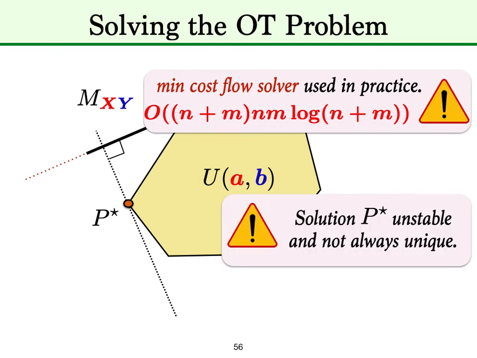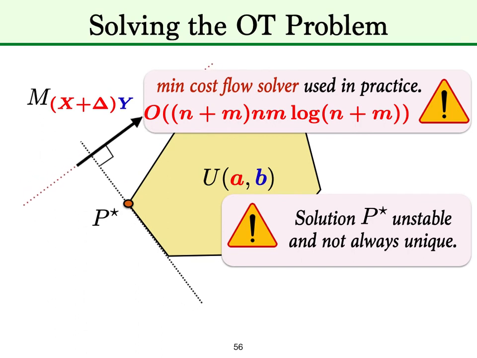And this is basically translating the fact that the solution P star is not always unique. So here in this diagram, of course, it looks unique, but imagine I start playing with X, the locations of the first measure, and I start wiggling with it. At some point, I might hit a facet of the polytope of transportation matrices, and all of a sudden, I'm left with an infinite number of optimal transports. And of course, in practice, this very rarely happens.